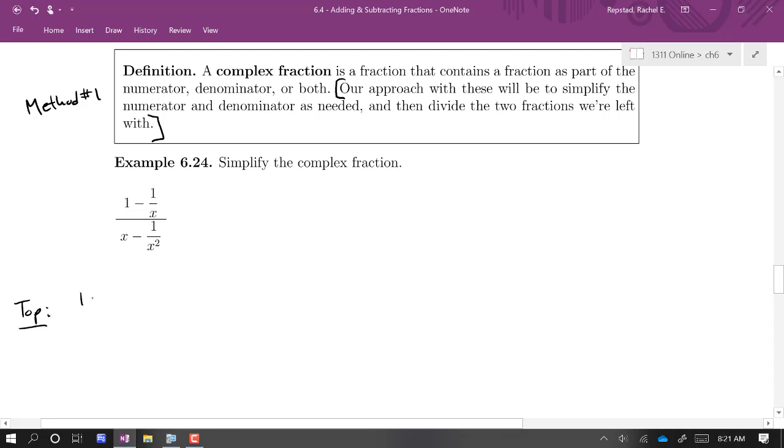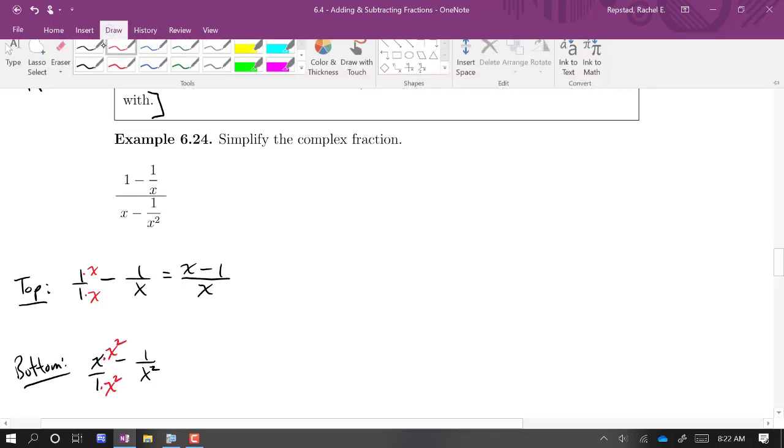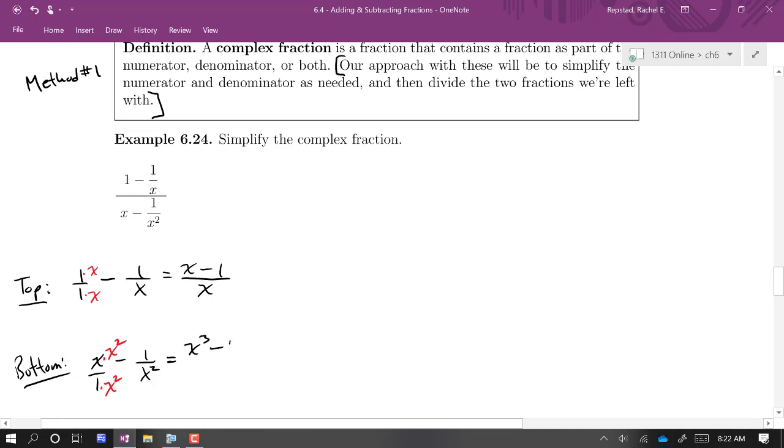The top is 1 minus 1 over x. Now I want a common denominator. This 1 is, of course, 1 over 1. You can get a common denominator just by multiplying by x. And so we have x minus 1 over x. In the bottom, we're working with 1 minus 1 over x squared. X is, of course, the same as x over 1. So we're going to get a common denominator of x squared. So that first fraction needs to pick up an x squared, and this gives us x cubed minus 1 over x squared.